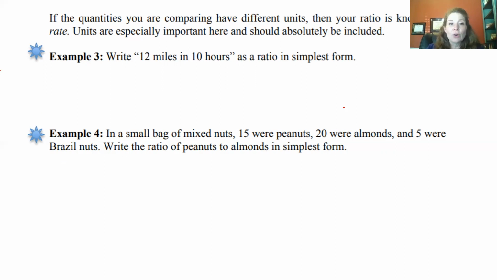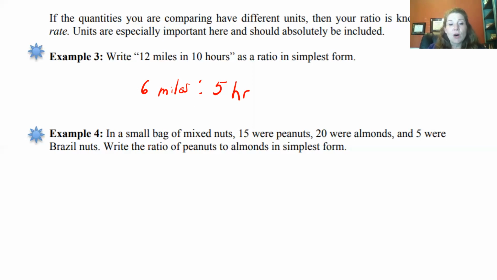If I say 12 miles in 10 hours, that's called a rate because we have 2 different things. Can I divide 12 and 10 by the same number? Yes, I can divide them both by 2. So I have 6 miles to 5, excuse me, 10 divided by 2 is 5. If I traveled 12 miles in 10 hours, that means I could go 6 miles in 5 hours.